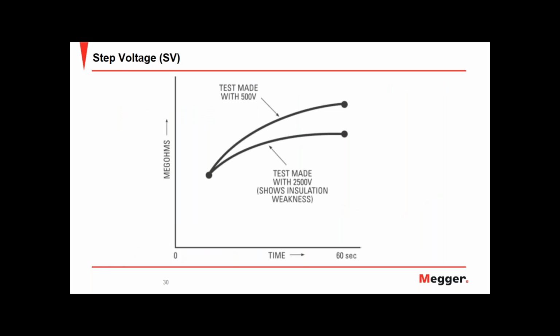So when we perform a step test, here you can see the top line. It's done with a test at 500 volts, and you can see the shape of that. So the megohms is increasing with time. And again, if we did that at 2.5 kV, this will show an insulation weakness because it's actually beginning to drop off. At 500 volts, it's continuing to climb, but at 2.5 kV, you can see the IR value beginning to drop, which shows an insulation weakness.